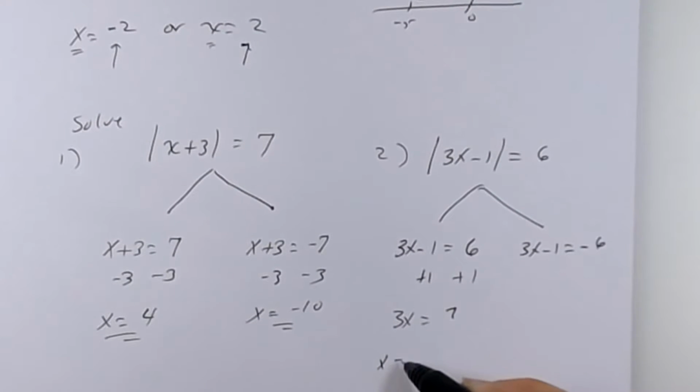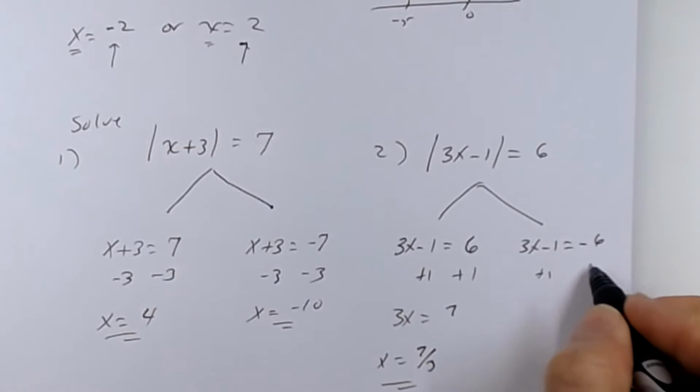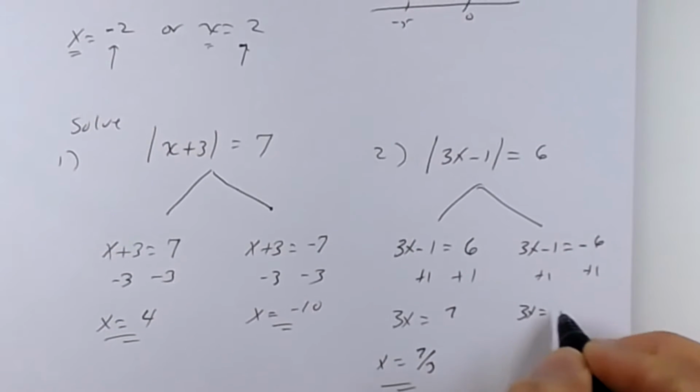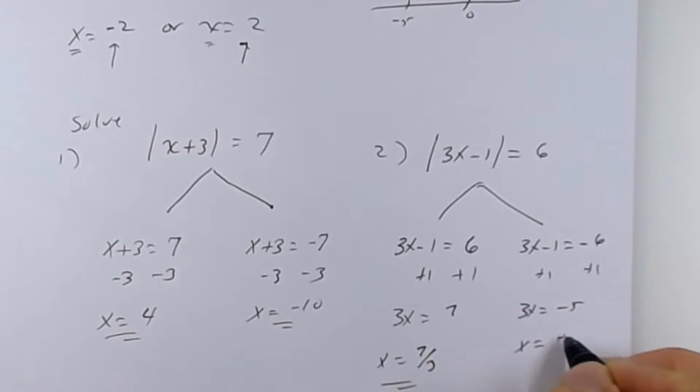And so therefore x equal what? No, not negative 5. 7/3, right? Divide both sides by 3. Over here, add 1. 3x equal negative 5. But what's x? Negative 5 over 3. So those are your 2 solutions.